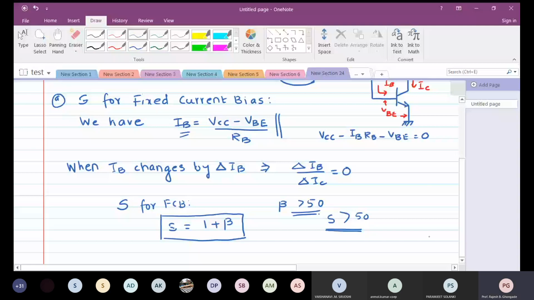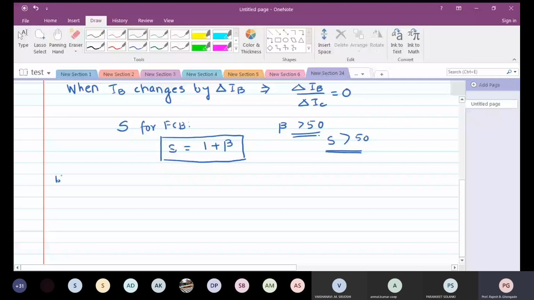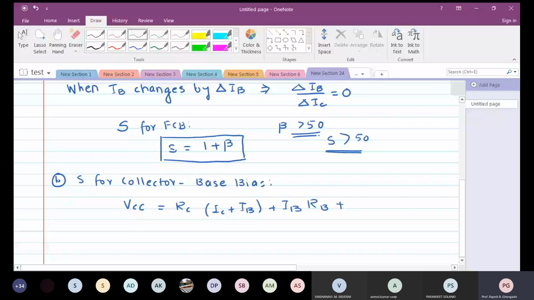All right. Next we derive S for collector base bias, the second circuit that we have already seen. So now for the collector base bias, we have this equation: VCC is equal to RC into (IC plus IB) plus IB RB plus VBE.